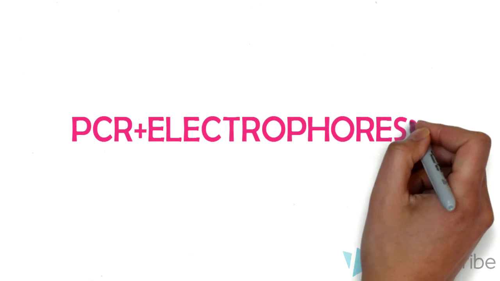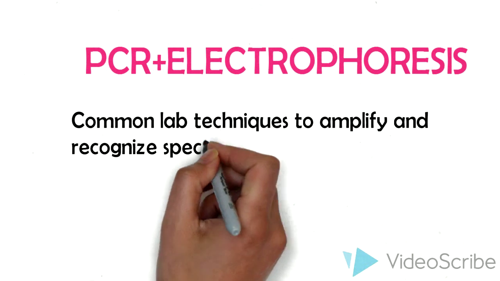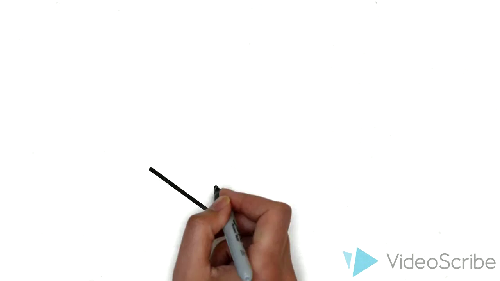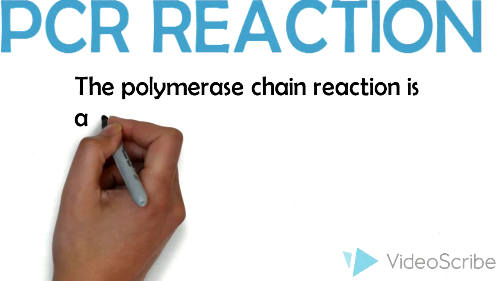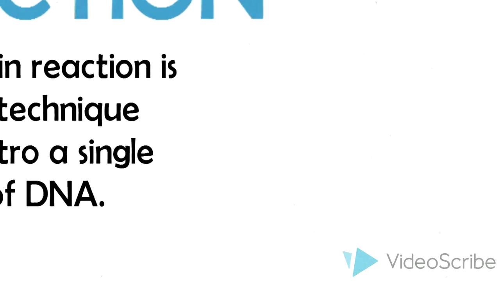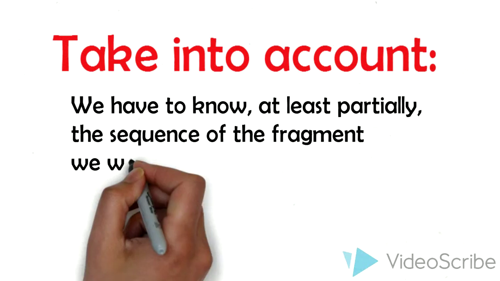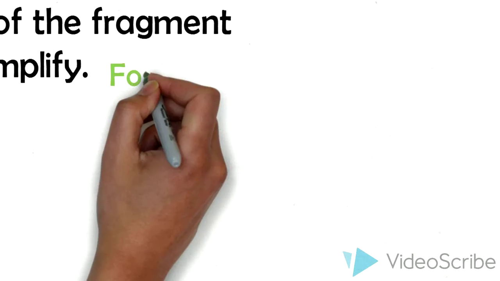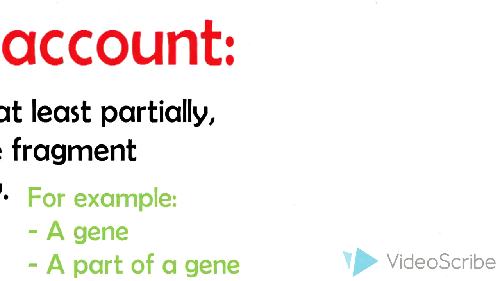PCR and electrophoresis. Common lab techniques to amplify and recognize specific DNA sequences. PCR reaction. The polymerase chain reaction is a molecular biology technique used to amplify in vitro a single copy or few copies of DNA. Taking into account, we have to know partially the sequence of the fragment we want to amplify. For example, a gene, a part of a gene, a non-coding region.